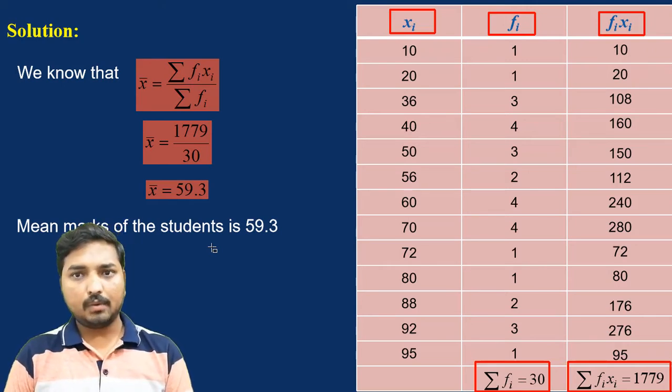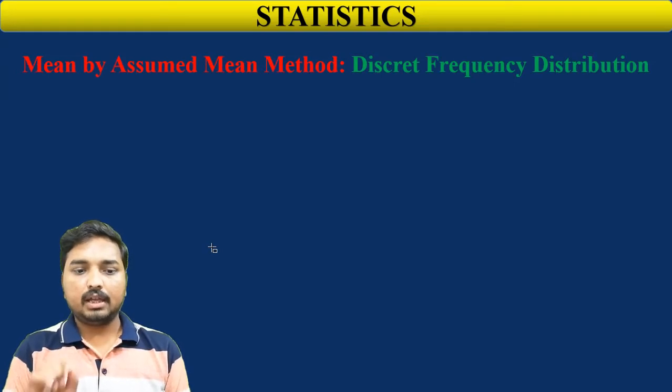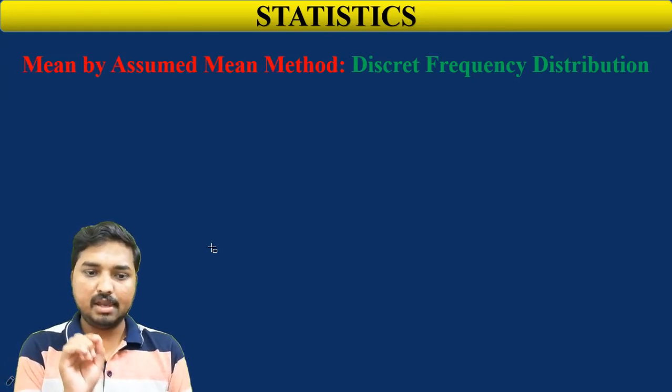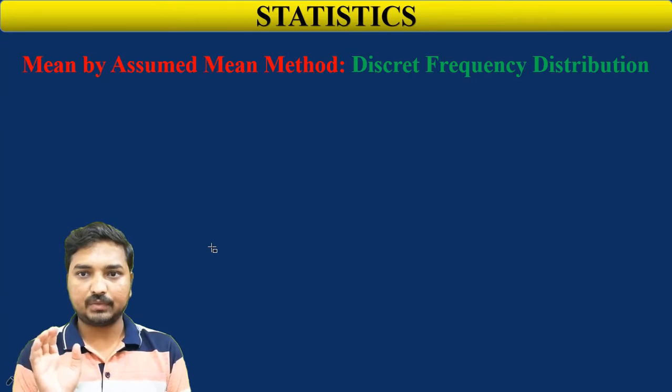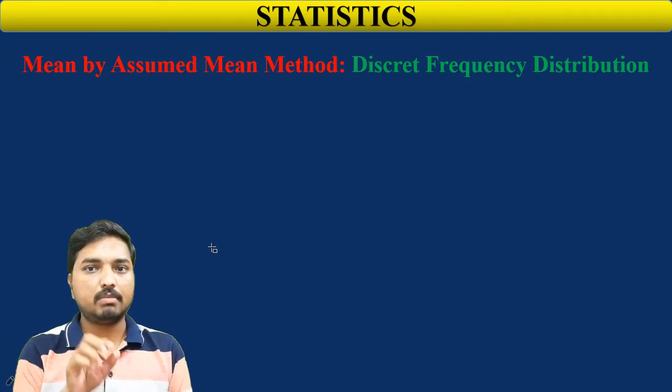So now I will move on to the next question. Look at the next question. Here I'm going to deal with the mean by the assumed mean method. In the last problem I found the mean by the direct method, but here I'm going to deal with the assumed mean method.